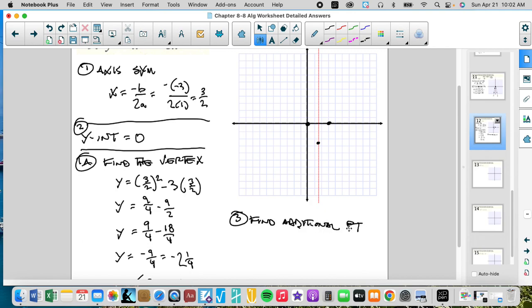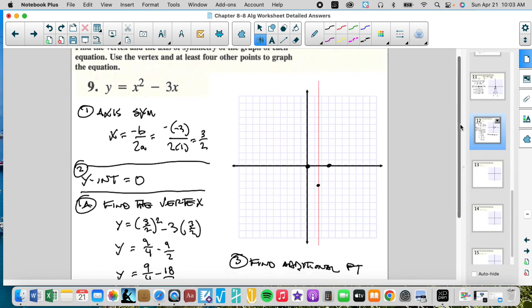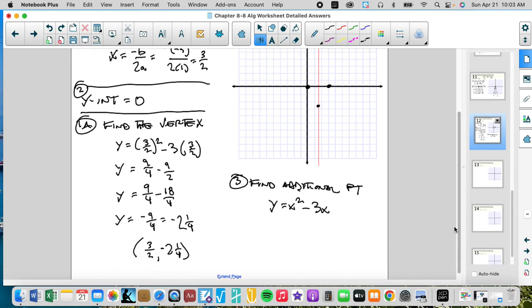An additional point. So what's going to be easy? We could do 1, but that's going to put it here. Let's do something outside of it. We can do 2. We can do -1. I'm going to do -1. So the equation is y equals x squared minus 3x. I'm going to use x equals -1 so I can have something outside here.